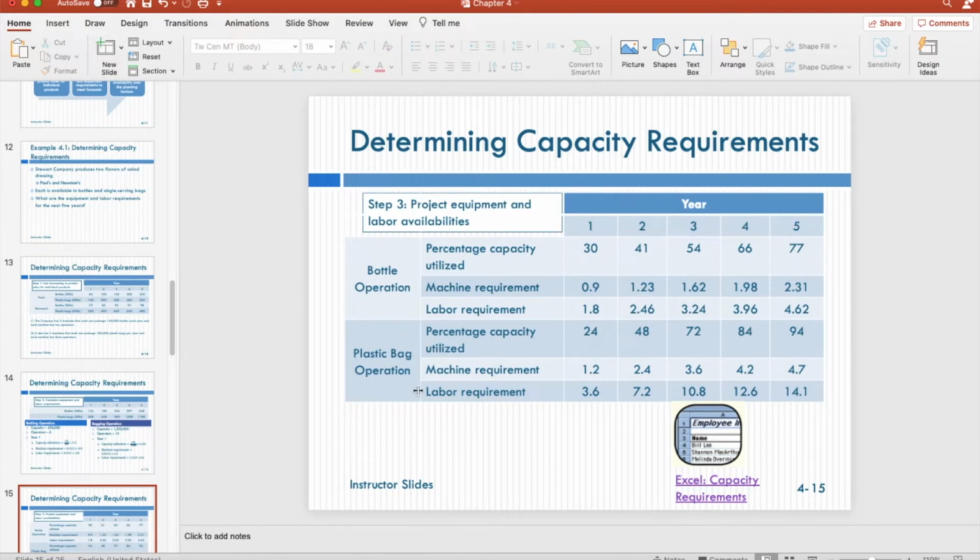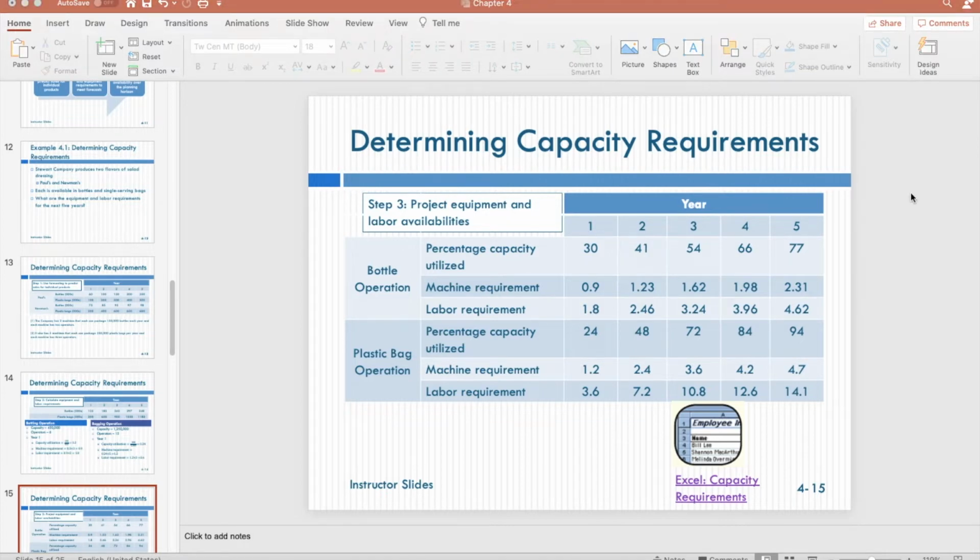And similarly for the plastic bag operation, you can also see the percentage capacity utilization in the whole procedure, the number of machines effectively used, and how many laborers are effectively monitoring the whole procedure. So these are the basic facts shown here. By just looking at all these numbers, we may get some insight about our capacity management procedure. These are not just numbers, these numbers have specific meaning.